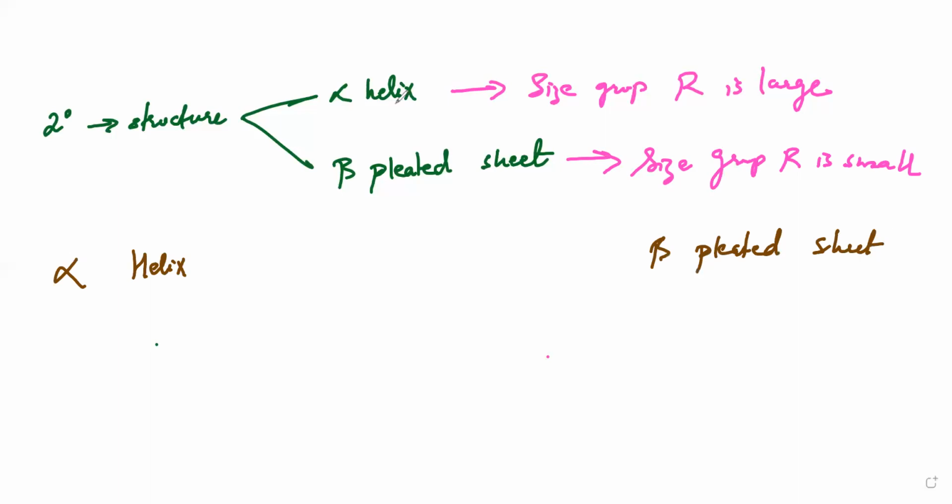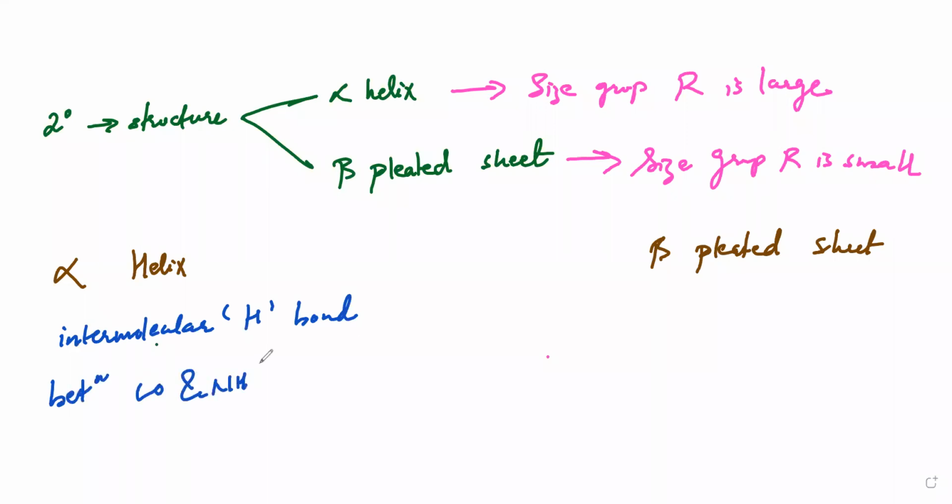Now, obviously, in order to form the alpha helix, it should be bound by something, right? So here comes the action of what? The intermolecular H bonds, meaning hydrogen bonds. And this bond is formed between the CO and NH, meaning the CO of, say, the first amino acid and the NH of the fourth amino acid.